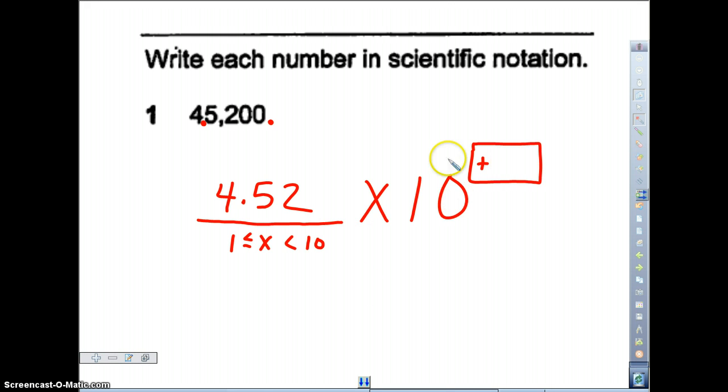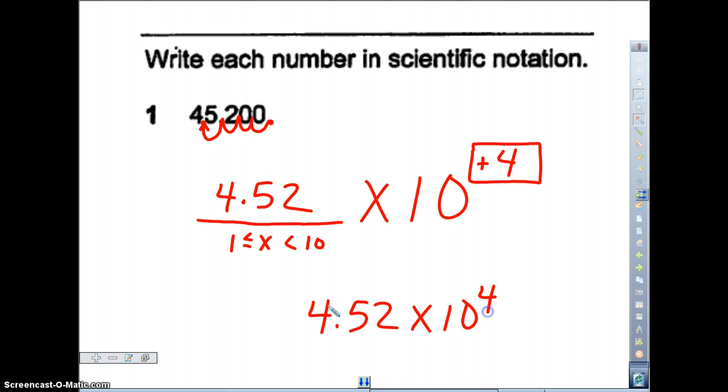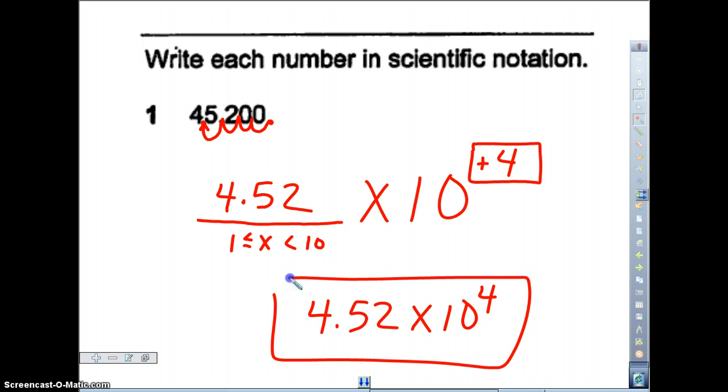Now the exponent here, you just count how far you move the decimal point. 1, 2, 3, 4 places. Be careful when you count. So the answer here is 4.52. You can put in the last zeros, it doesn't matter, times 10 to the 4th power. Put a box around your answer.